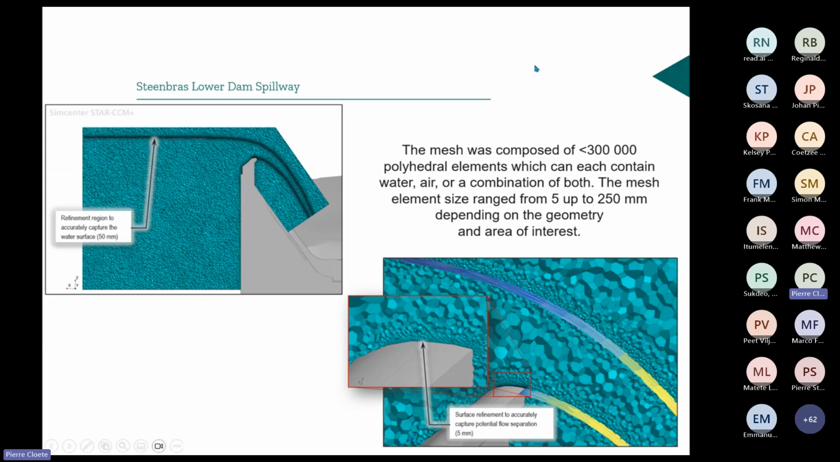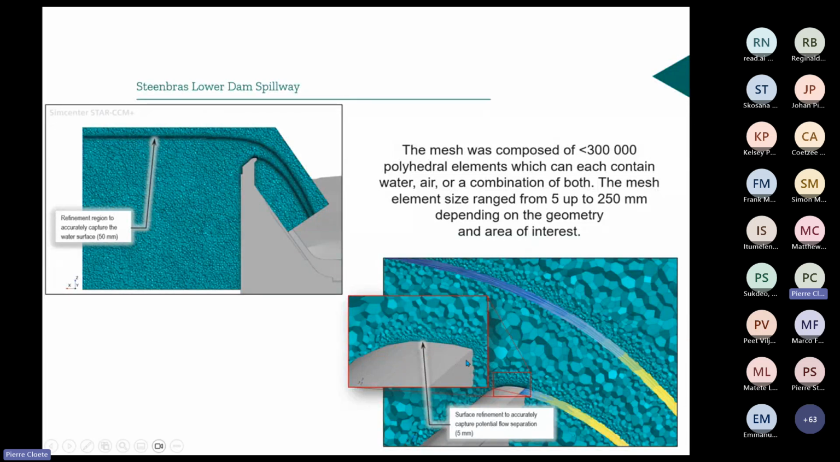The mesh for this control volume was a bit more than the upper dam spillway. We looked at about 300,000 polyhedral elements, so really good detail, again, which can contain either fluid or air or a combination. And then the mesh size ranged from 5 millimeters up to 250 millimeters.